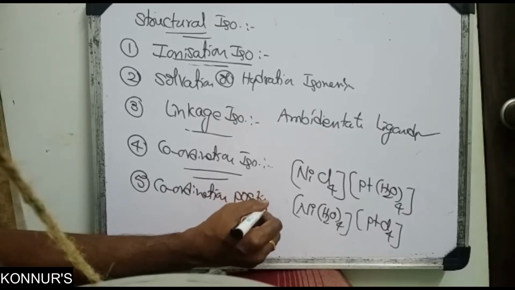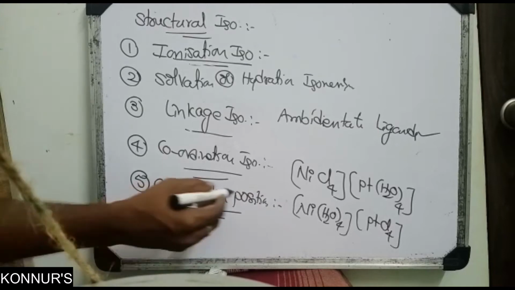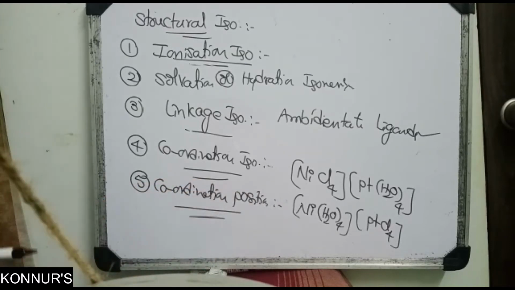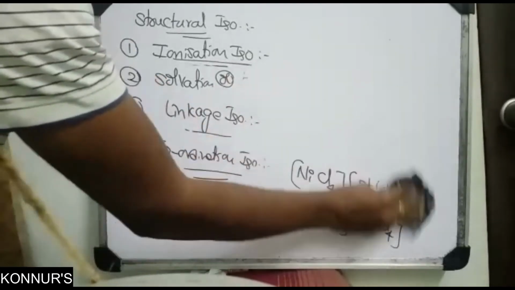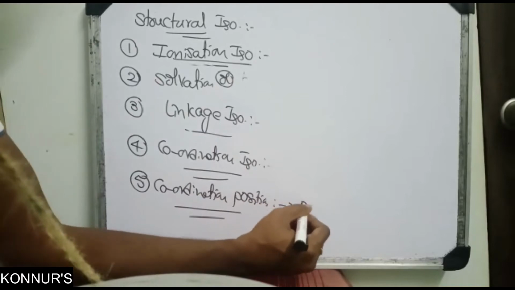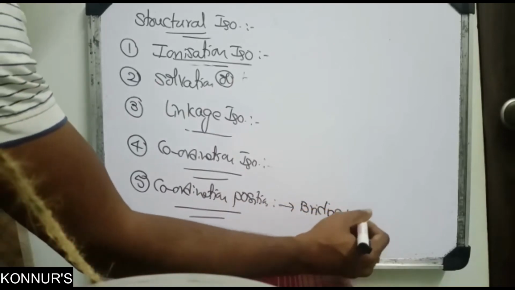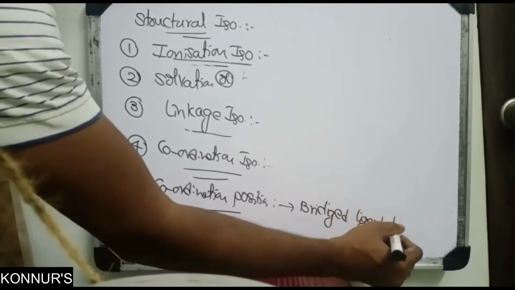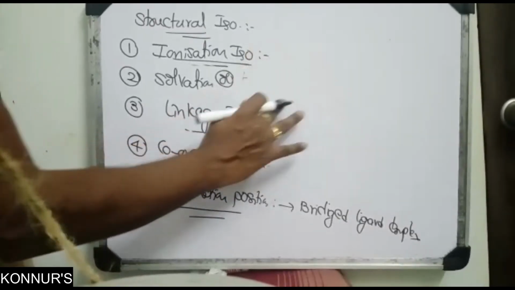Coordination position isomerism. Coordination means the metal surrounding is different. Next, position. Where is this observed? It is observed in bridged ligand complexes.